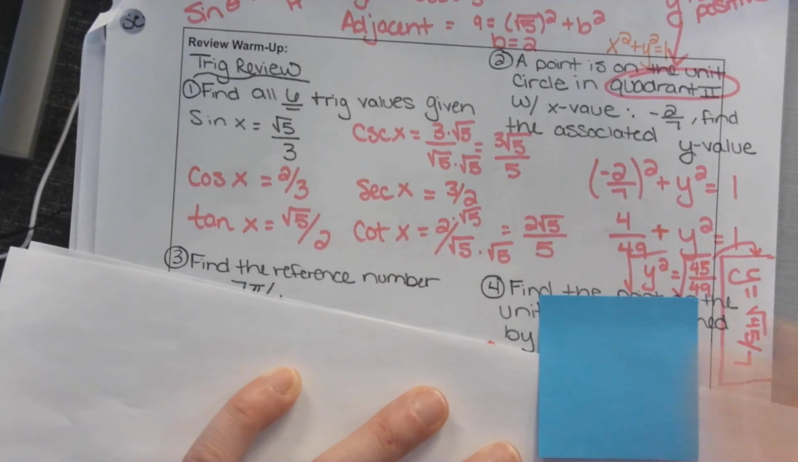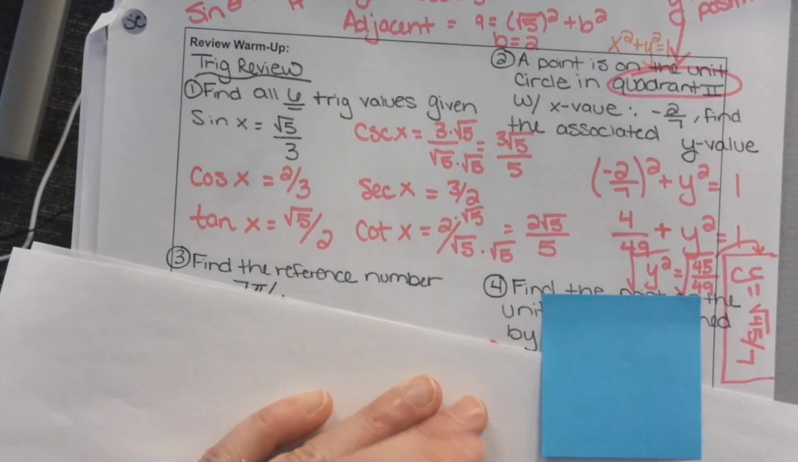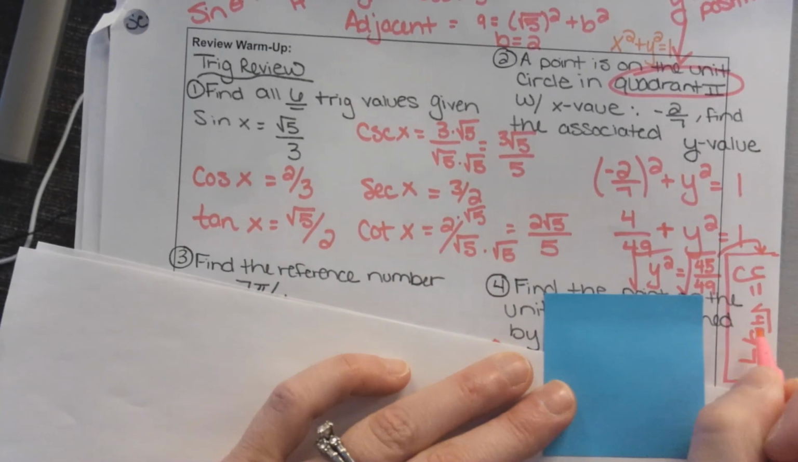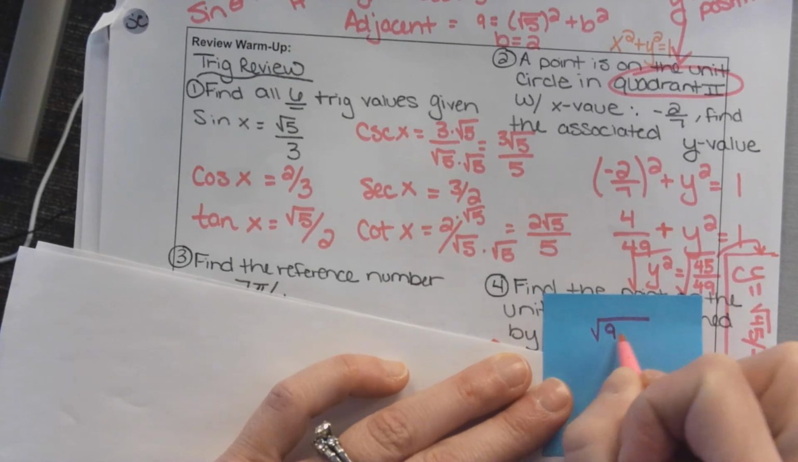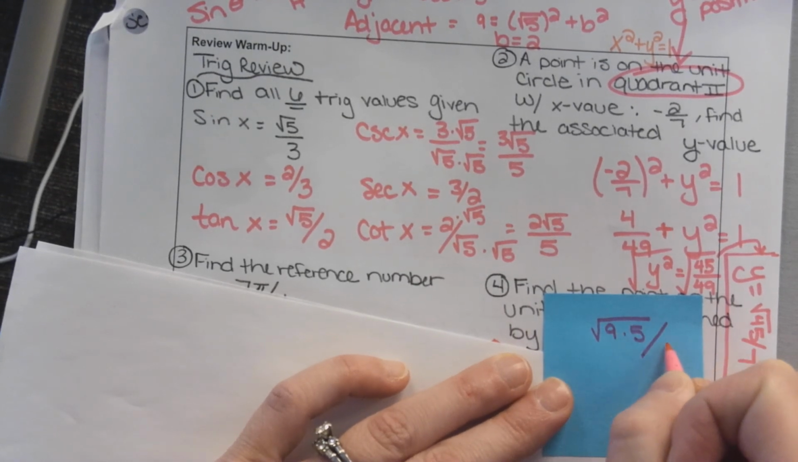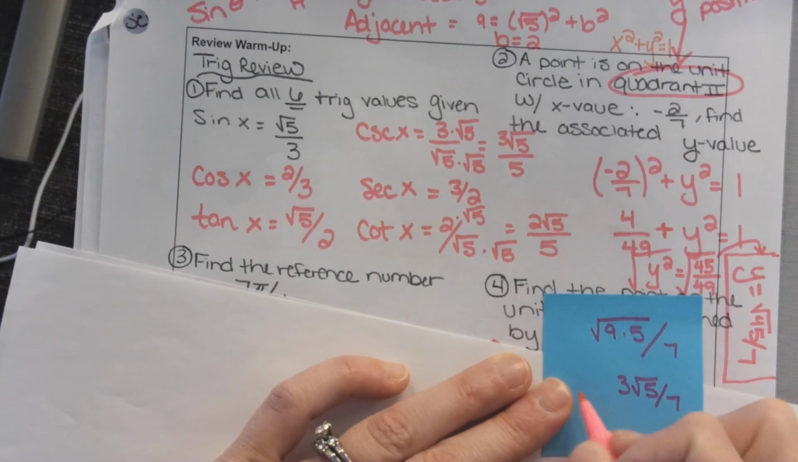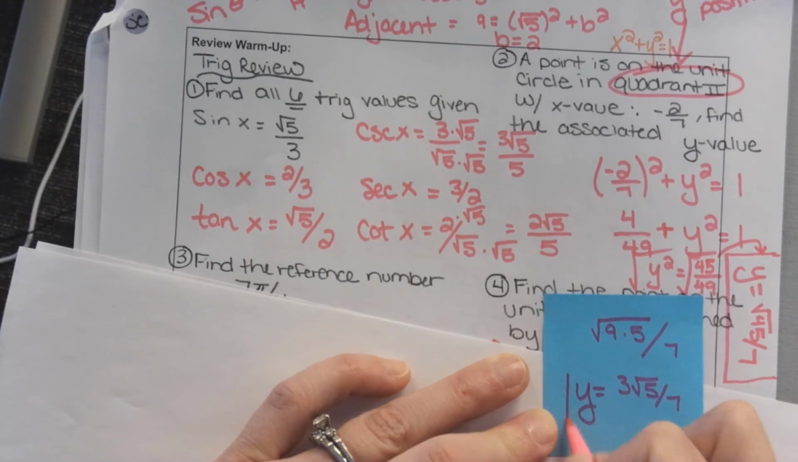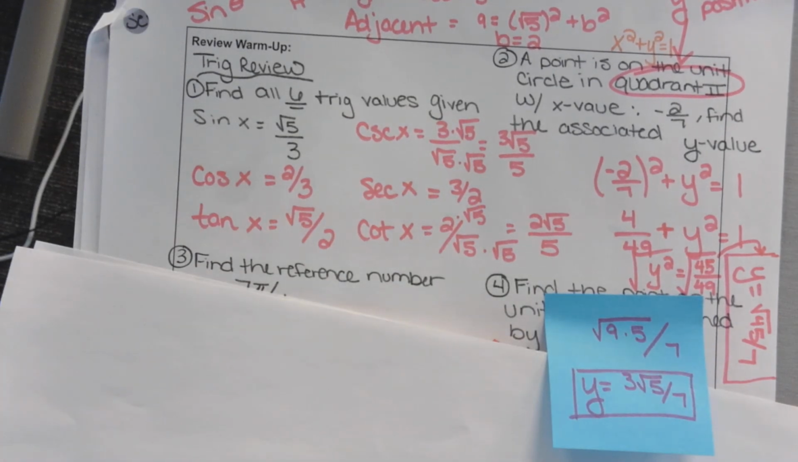Because the top number can be simplified. Yeah, we got to keep going. That is not my final answer. So for the top, I can do 9 times 5 over 7. And we know that would be 3 root 5 over 7. So y equals, that's a better answer. This one was close, but not quite there. So it will be root 45 over 7, but then you have to go a step further and simplify.